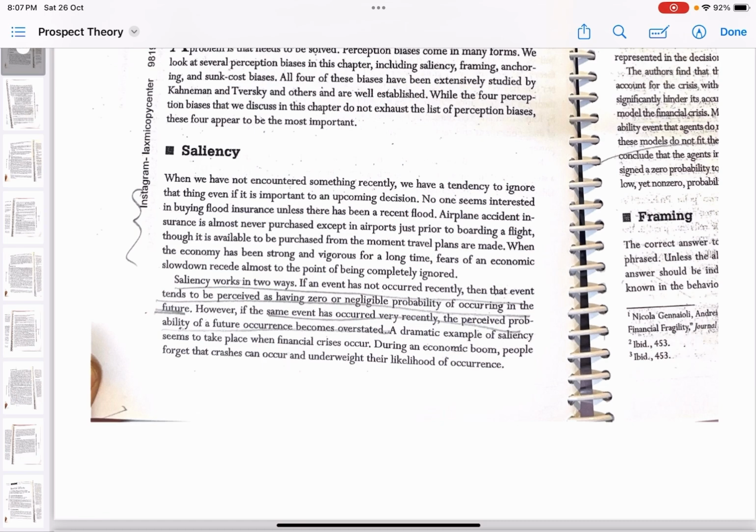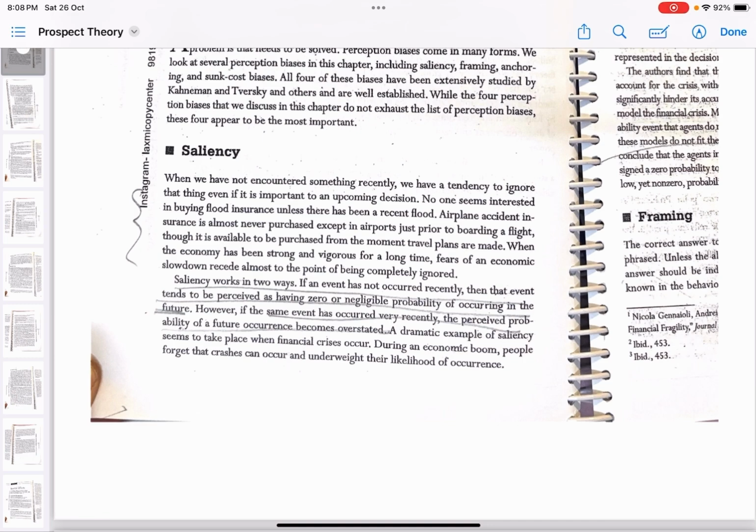Airplane accident insurance is almost never purchased except in airports just prior to boarding a flight, though it is available to be purchased from the moment travel plans are made. When the economy has been strong and vigorous for a long time, fears of an economic slowdown recede almost to the point of being completely ignored. Saliency works in two ways. If an event has not occurred recently, then that event tends to be perceived as having zero or negligible probability of occurring in the future.